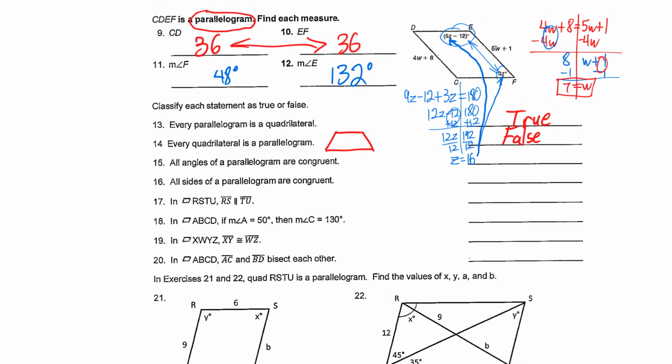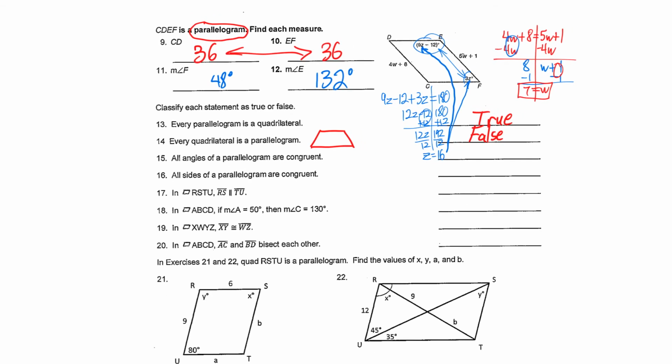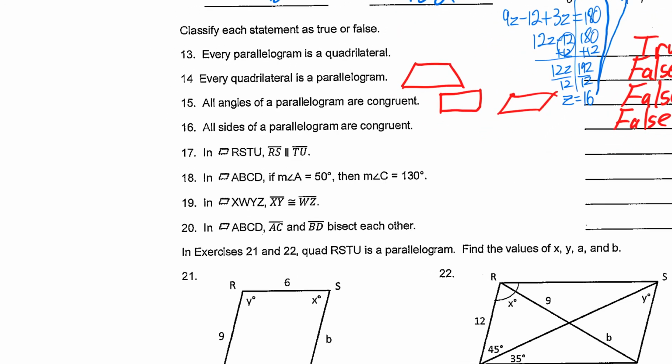Okay, number 15 says all angles of a parallelogram are congruent. Okay, that sometimes would be true, like if it's a rectangle basically, where they're all 90, but most of the time, if it's like this, they're not all going to be the same. The opposite are always the same, but not all of them. So they're not giving us the option of sometimes here, so we'll just say that's false. Number 16, all sides of a parallelogram are congruent. And again, that's false.